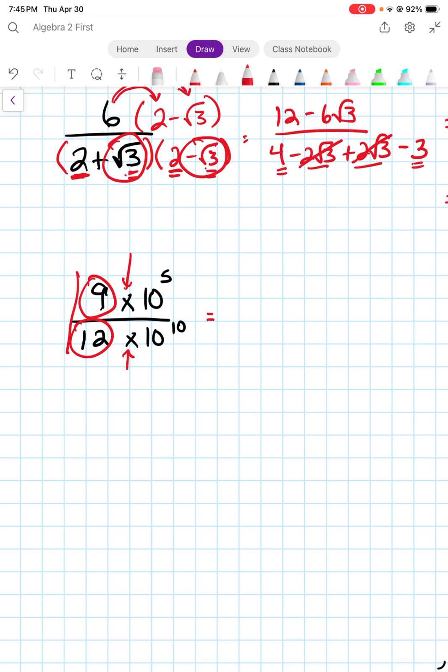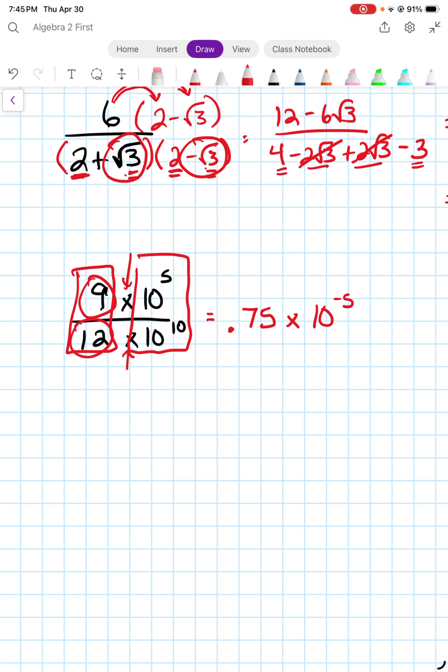9 and 12, if you were to divide it, because scientific notation is always going to give you the decimal first. They're not going to give you 3/4 or something like that. They're going to write it as a decimal. So 0.75 is what I get when I actually divide those. And these are also alike. When you subtract 5 minus 10, I'm going to write this as 10 to the negative 5 power, because again, that's the form that we write scientific notation in.